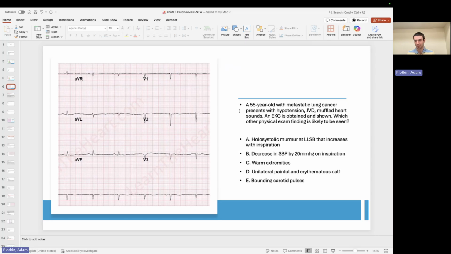But now when I put the picture together, I see Beck's triad. I see a patient with a history of metastatic lung cancer that can easily metastasize to the pericardium. It's right there, and it does it actually decently often. And then I see low voltage QRS plus electrical alternans.